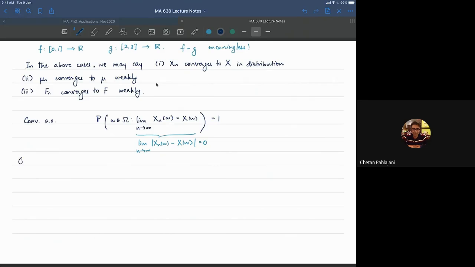In convergence in probability, what are we doing? We're looking at the probability of the set of all omega in Omega such that the absolute value of xn omega minus x omega is greater than epsilon. And again, we're at individual omegas, comparing xn omega and x omega. And we want the probability of this set to go to 0 as n goes to infinity. So again, we're comparing xn and x at individual omega.